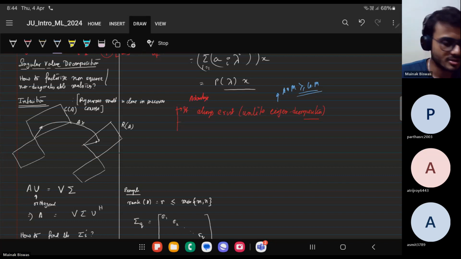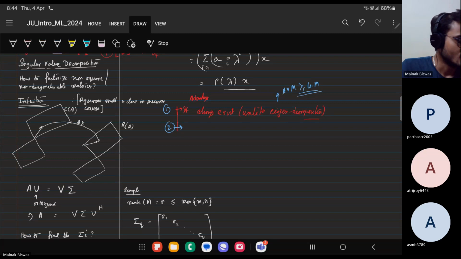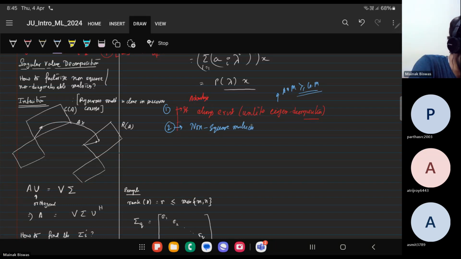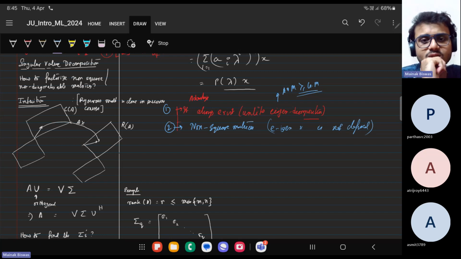That's the problem. The second problem came for non-square matrices, where eigen decomposition is not defined, right? Eigenvalues are not defined for rectangular matrices. It's only defined for square matrices, right?